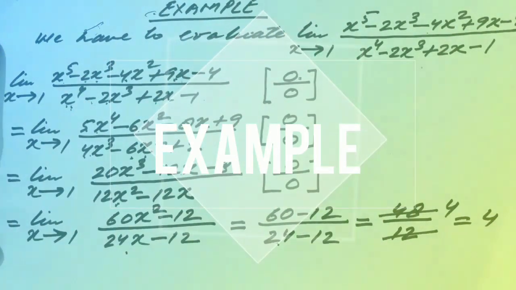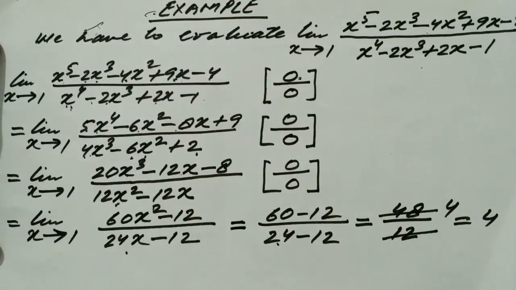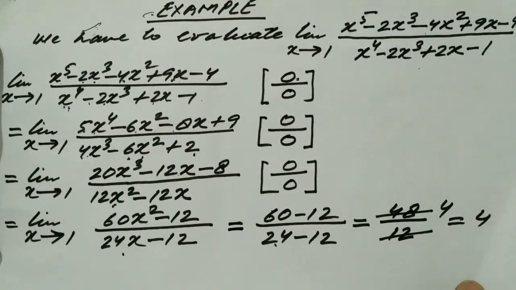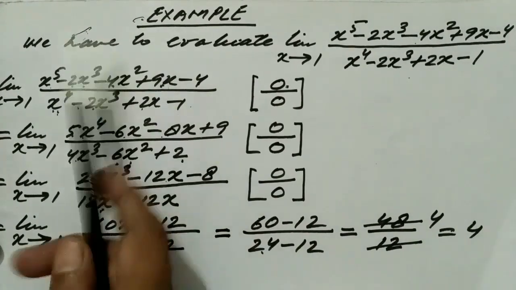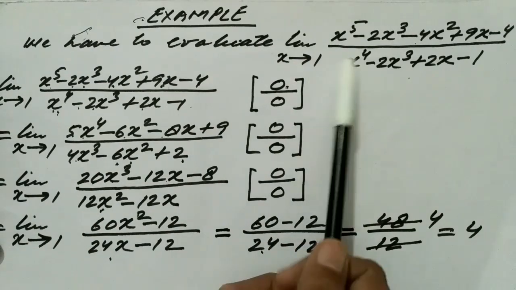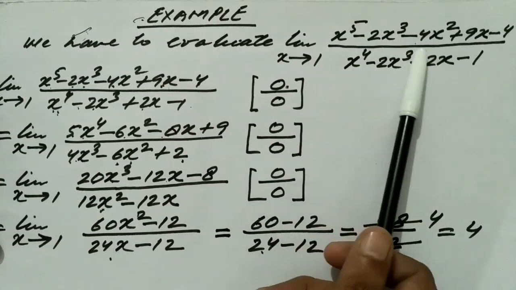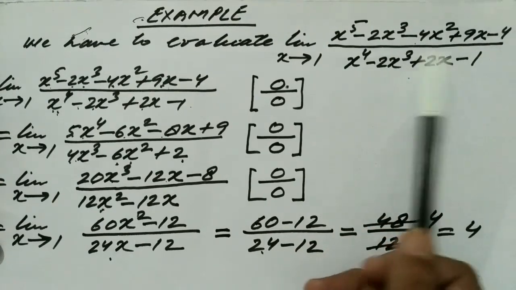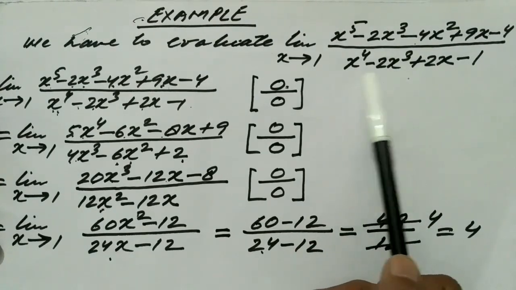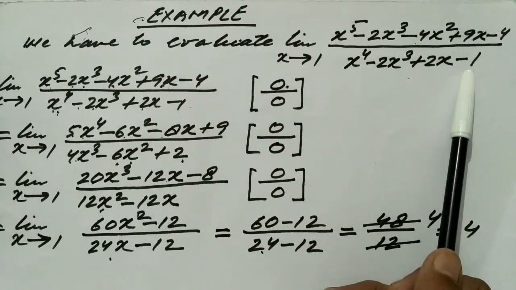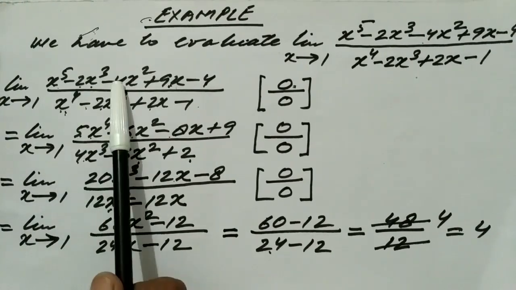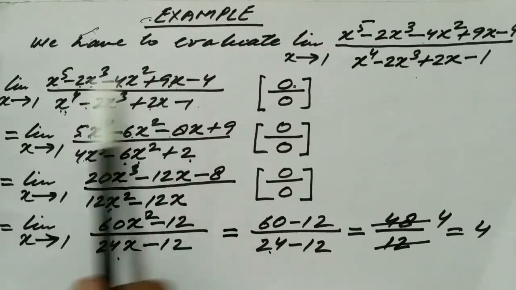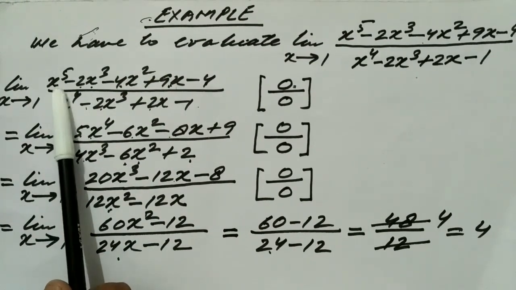Now let us take an example to understand the application of L'Hospital rule. So here it is. Suppose we have to evaluate the limit x tends to 1, x raised to the power 5 minus 2x cubed minus 4x squared plus 9x minus 4 upon x raised to the power 4 minus 2x cubed plus 2x minus 1. If we apply the limit x tends to 1 to this expression, let us check what happens.